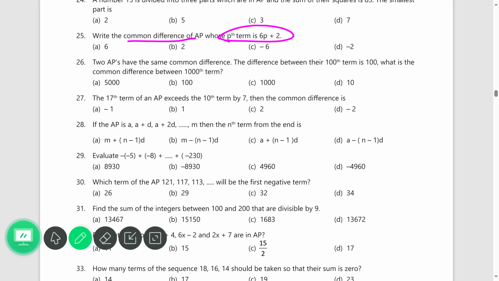Many people will think the difference between the 100th terms is 100, then the difference between the 1000th terms is 1000. Am I right? They will think like that, but it's not. Check the book back answer.